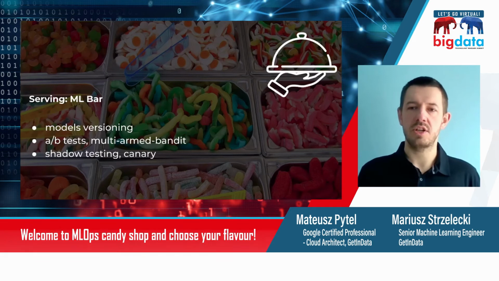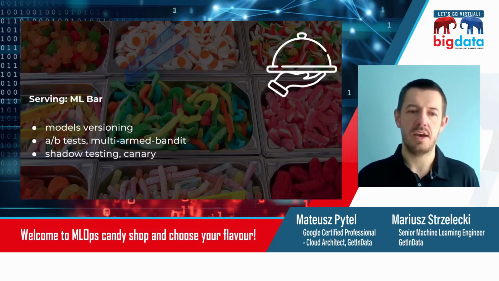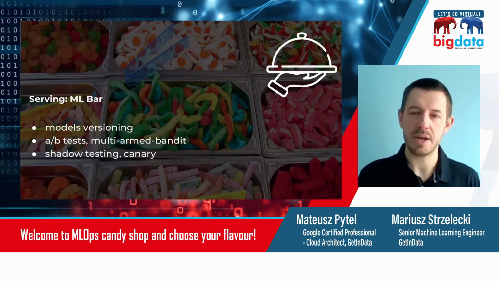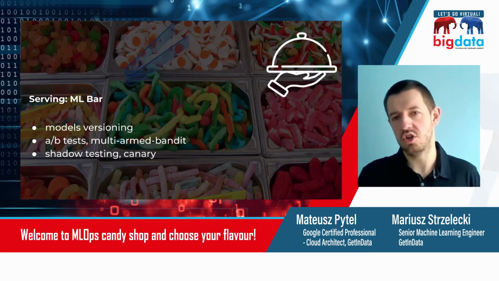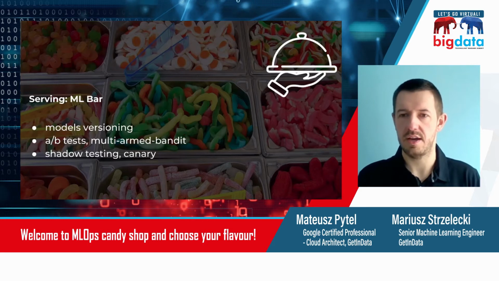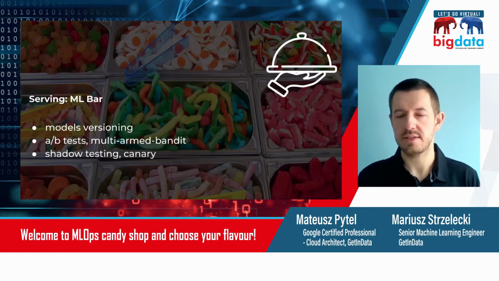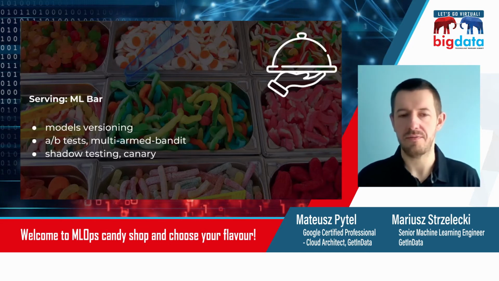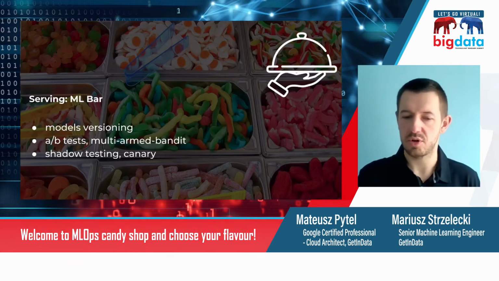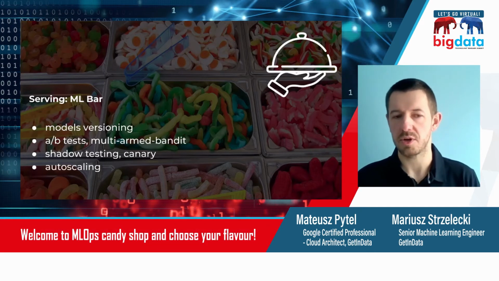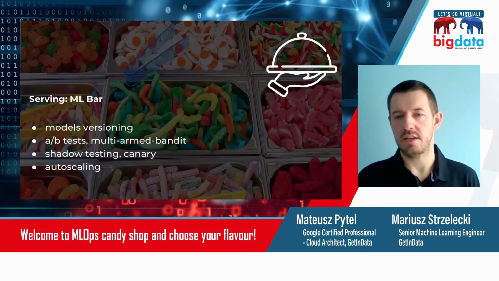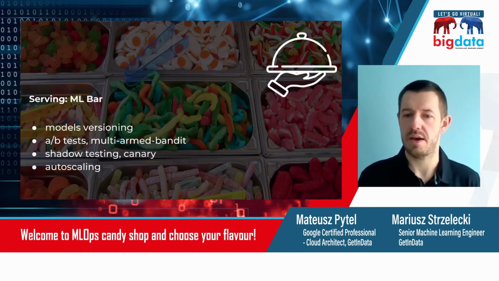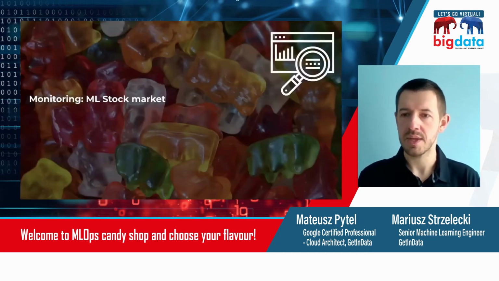Also, shadow testing and canary testing, because there are cases when you deploy the model and you don't exactly know if it will behave better or not as good on the actual data. Shadow testing is the way to run two models in parallel, but one model only for reference, and canary testing also plays an important role in serving machine learning models. And finally, auto-scaling, because you don't want your application to be killed by a slowly responding machine learning model.